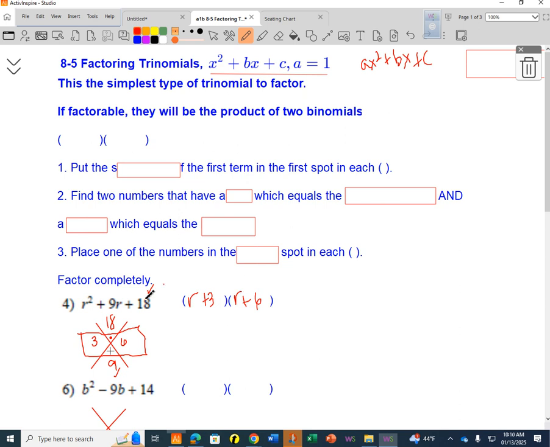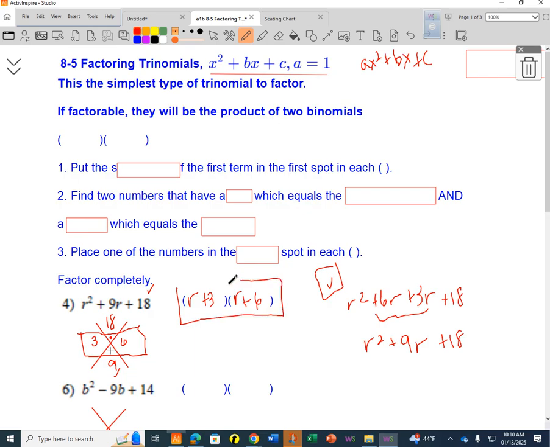R times r is r squared, so if we check it, r times 6 is 6r. R times 3 is 3r. 3 times 6 is 18. If we combine our like terms, we see that we have r squared plus 9r plus 18. You don't have to check it. That's not your answer. This is your answer here. Right? It asked us to factor.